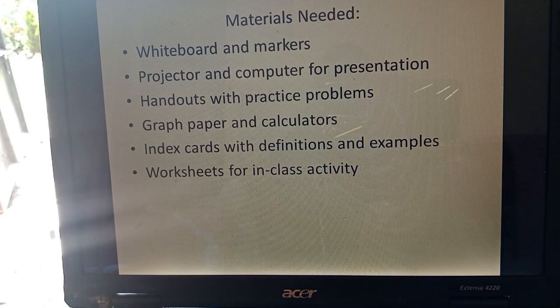So, we have materials which you require, and you require a whiteboard and markers, a projector, and a computer for presentation, handouts with practice problems, graph paper and calculators, index cards with definitions and examples, worksheets for class activity. But if you don't have a projector or computer, it's not an excuse not to teach this lesson. You can omit the materials which you cannot afford.